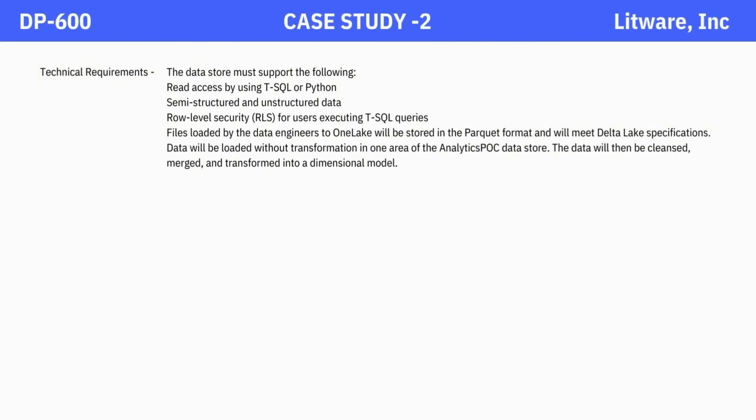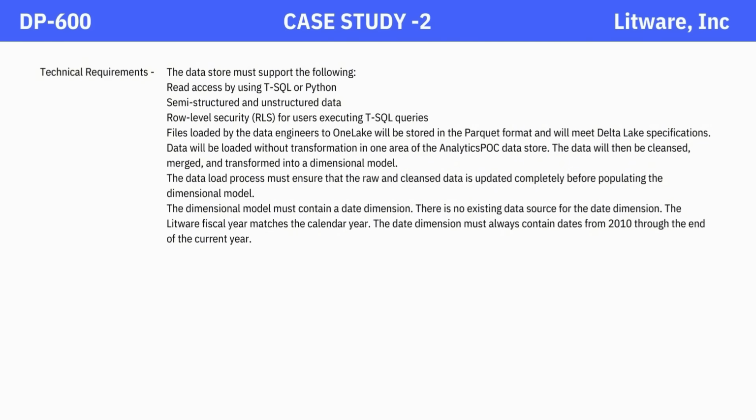Data will be loaded without transformation in one area of the Analytics POC data store. The data will then be cleansed, merged, and transformed into a dimensional model. The data load process must ensure that the raw and cleansed data is updated completely before populating the dimensional model.